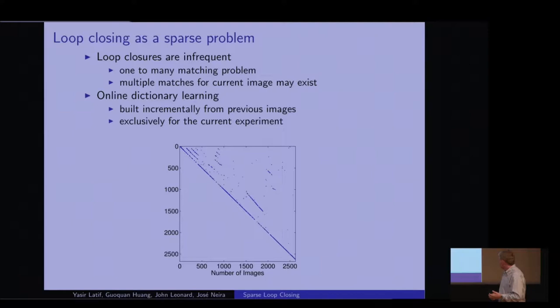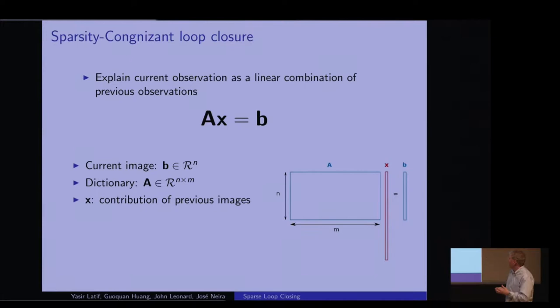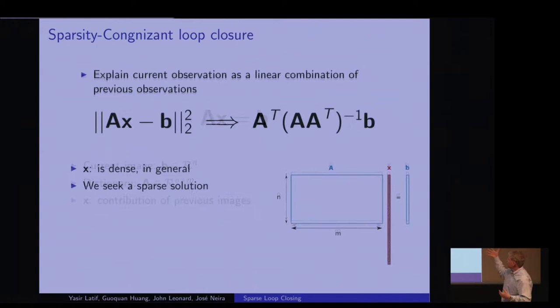Okay, and you can see here from that matrix, that was the New College data set, and those were sparse loop closures. Okay, so you could formulate the current observation so that A is the dictionary and B is the current observation, and X, the contributions from previous images. You could formulate that as a sort of conventional least squares problem, but then X would be dense. And if X is dense, that's in general bad from the perspective of computational efficiency. So instead, we seek a sparse solution.